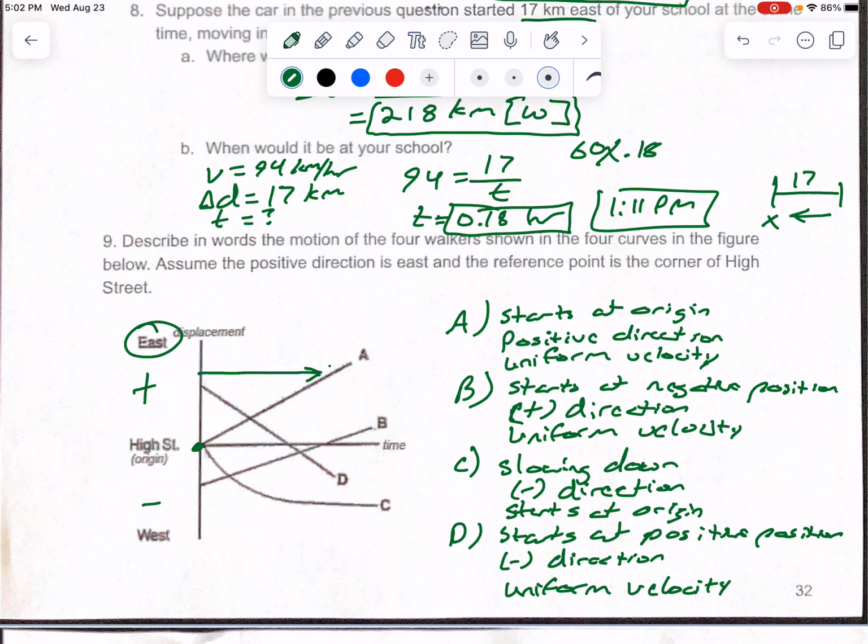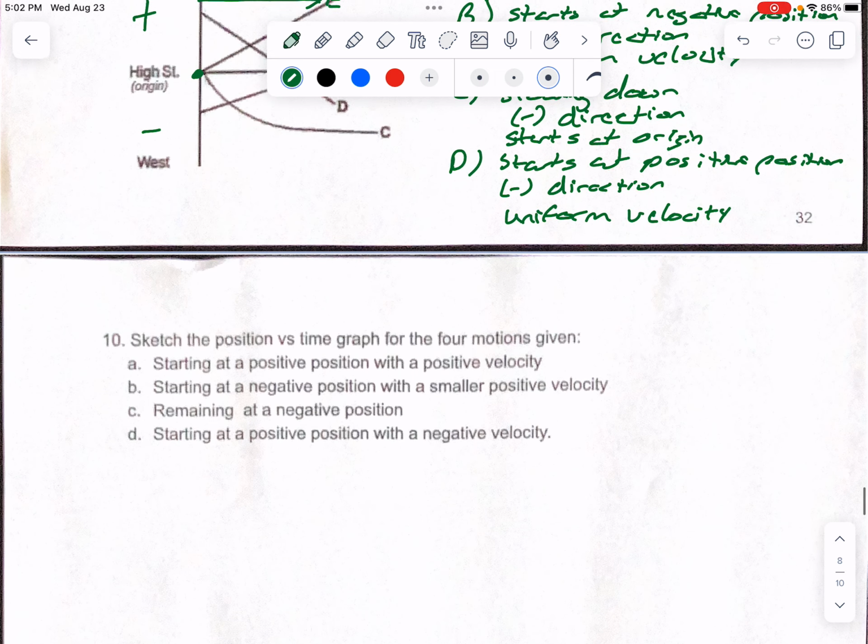Now, if I added one more line, so say I did something like this, so say I said E. Well, if I'm not changing position, I would just say that this E is staying at a positive position with no motion. Okay, so that's something you could see as well. Okay, going on to the next page, 10.